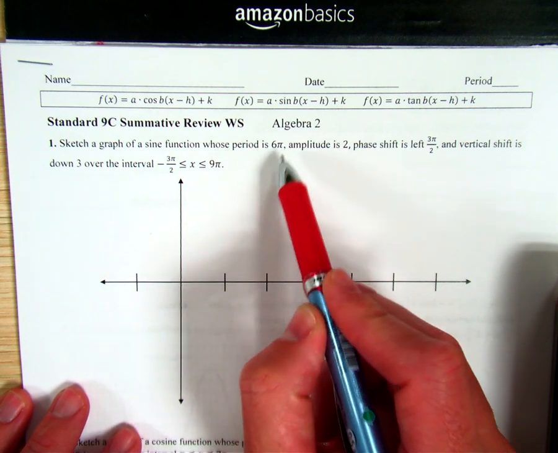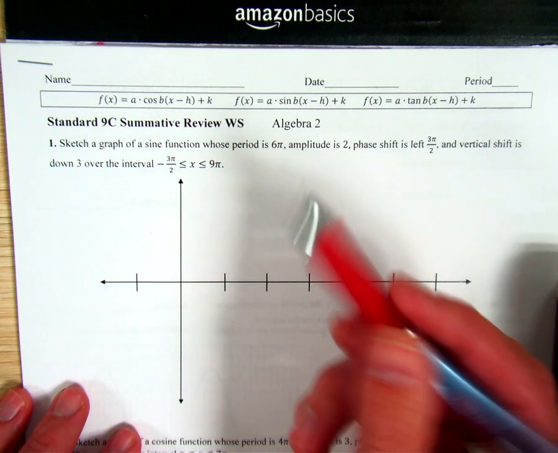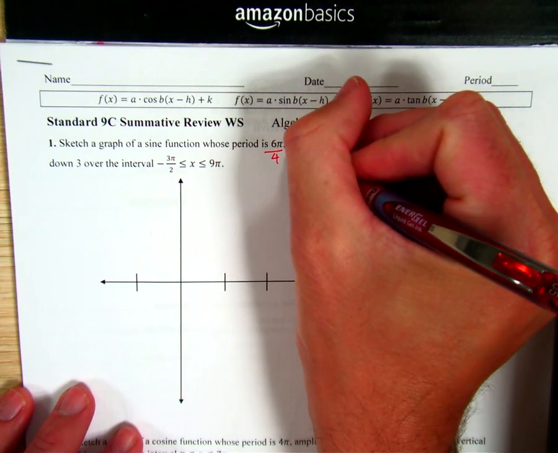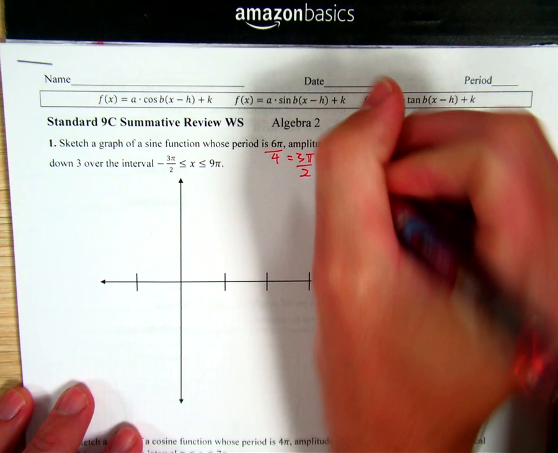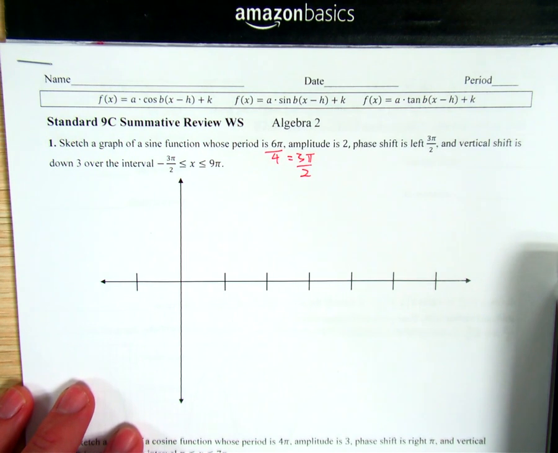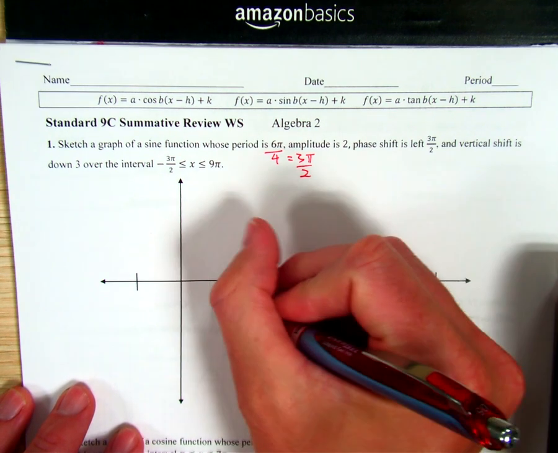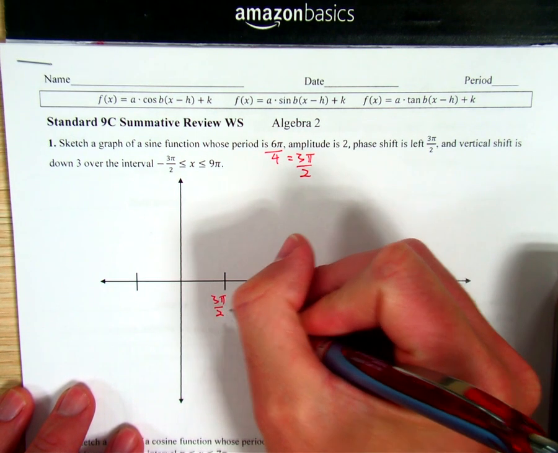So period, 6 pi. For sine and cosine, we take the period, divide by 4, and that'll give us our counting numbers, 3 pi over 2. So that kind of makes sense with this one. So let's practice counting with fractions. We'll have 3 pi over 2.